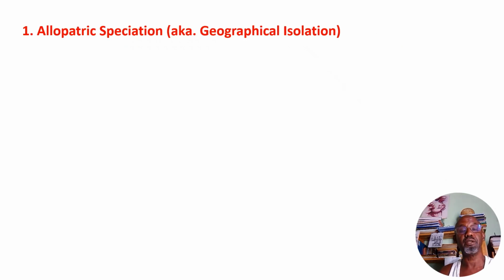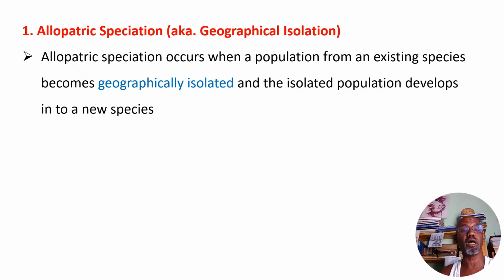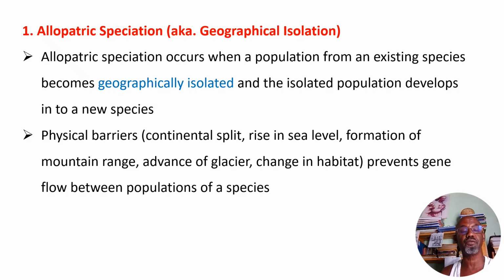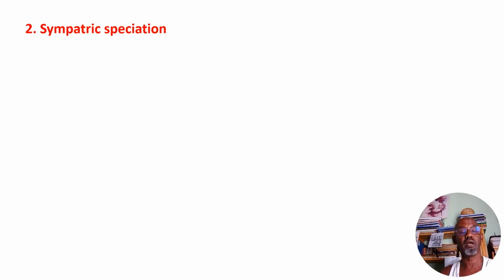Allopatric speciation occurs when a population from an existing species becomes geographically isolated. This is the redundancy of physical barriers, continental split. We have said this.